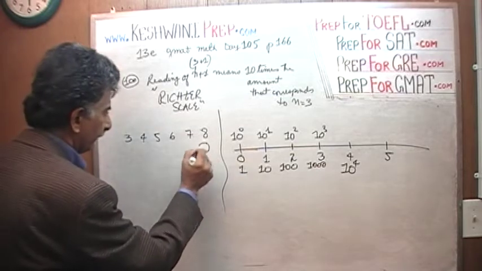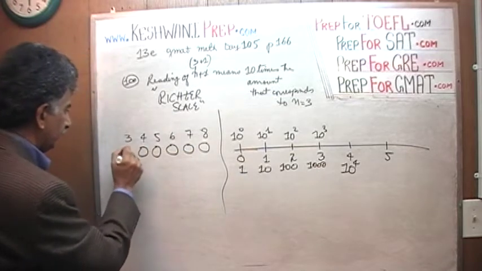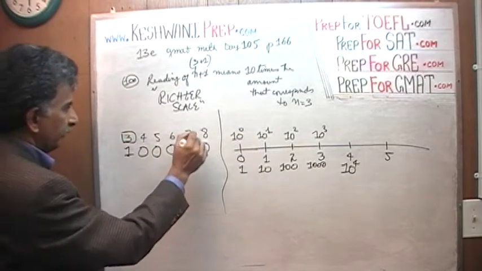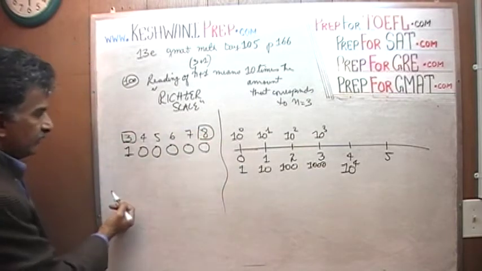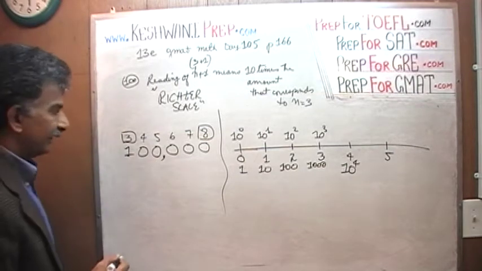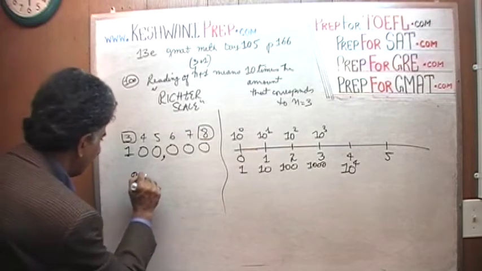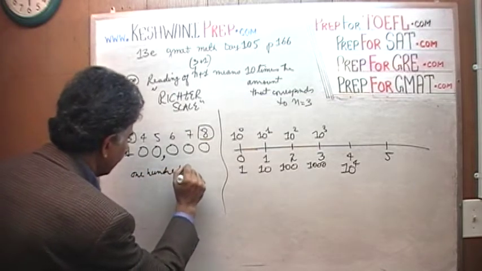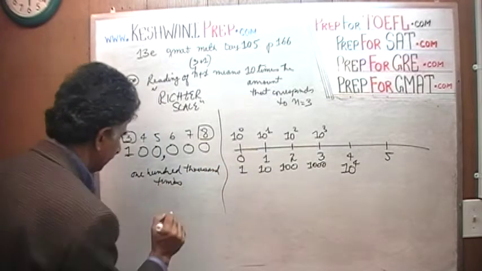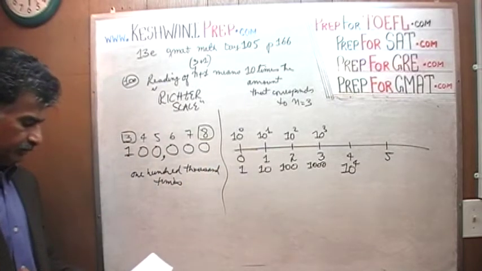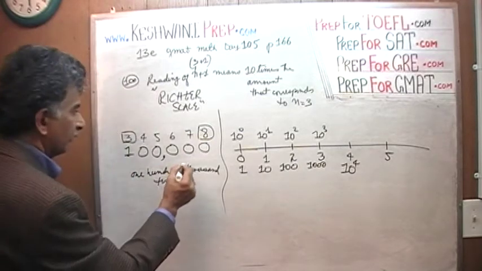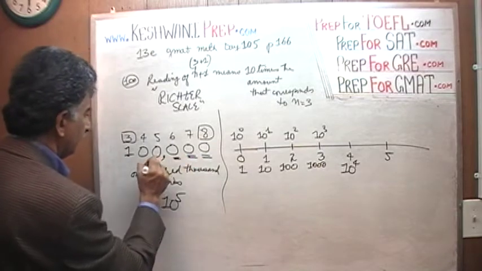So these are all zeros: 0, 0, 0, 0, 0, and then 1. Voila. So this is the magnitude of 3, and this is the magnitude of 8. How many times stronger is it? It is exactly 100,000 times stronger. Or as they put it, 10 raised to 5 times, because there are 5 zeros: 1, 2, 3, 4, and 5.